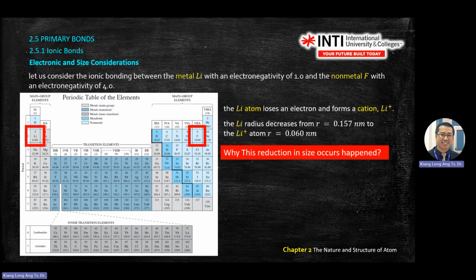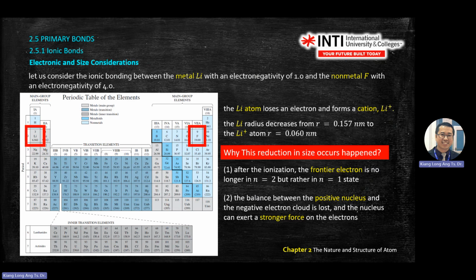Okay, why does this reduction of size happen? Because of the charge. So after ionization, you take out the first electron. The frontier electron is no longer in n=2, but in n=1. Balance inside, there is a positive nucleus, so it will exert a stronger force to pull it inside.